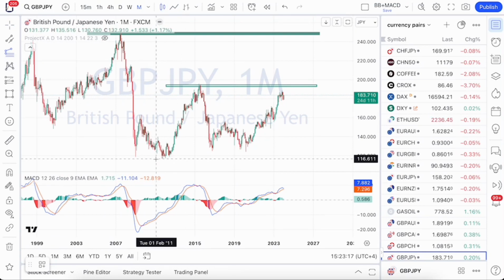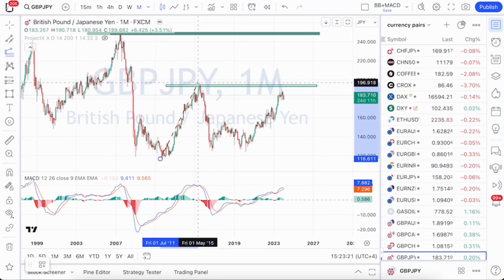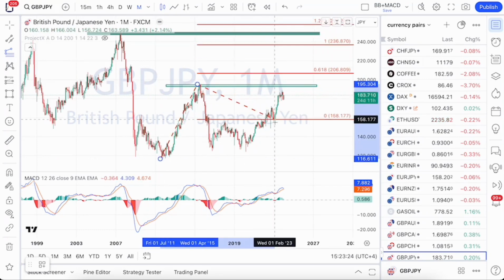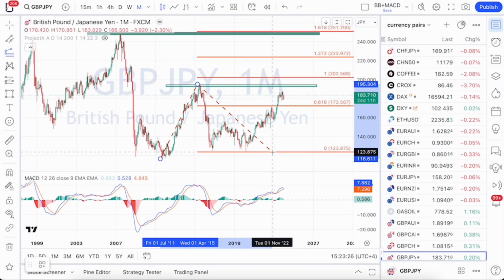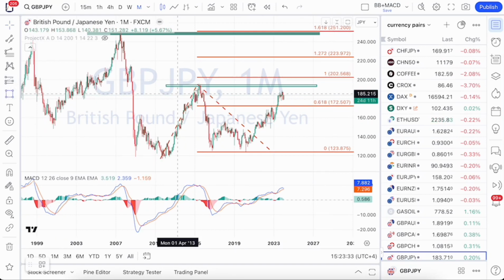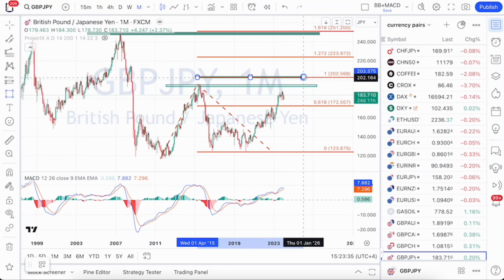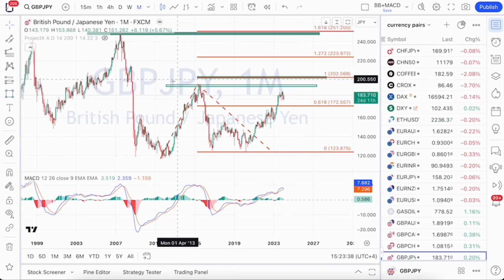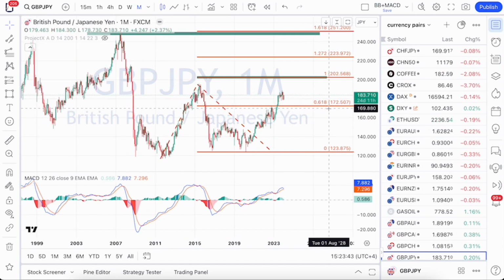So starting from the lowest point, this is the Fibonacci extension 100% level. So let's mark this zone. So we have crossed the 61.8 extension level and we are progressing towards the Fibonacci extension 100% level, that is 202.5.